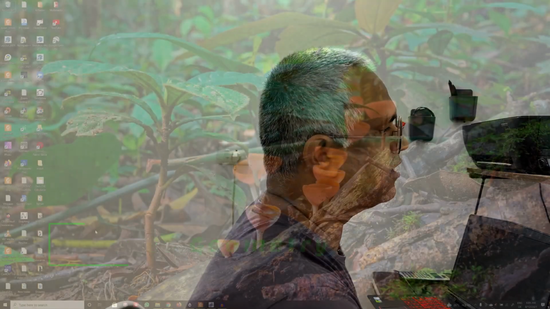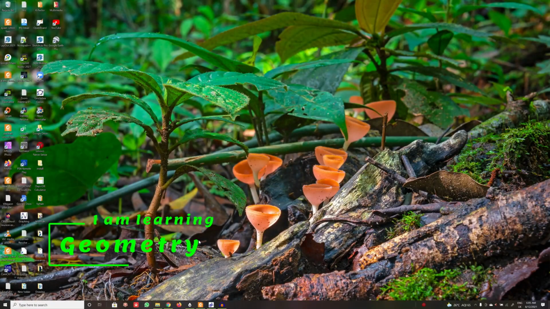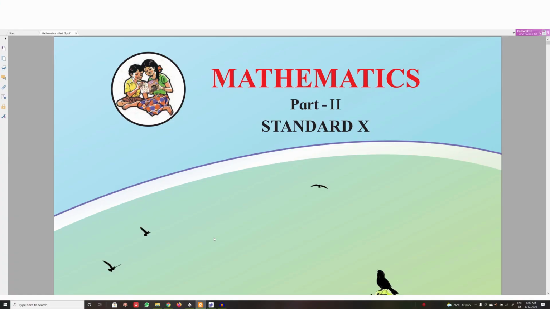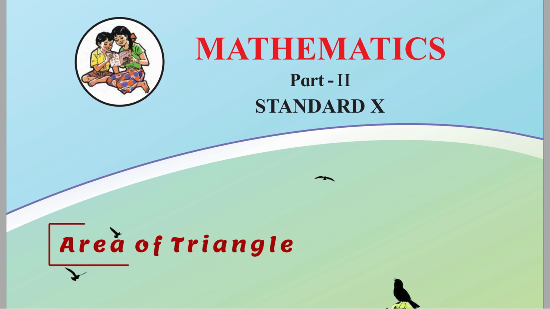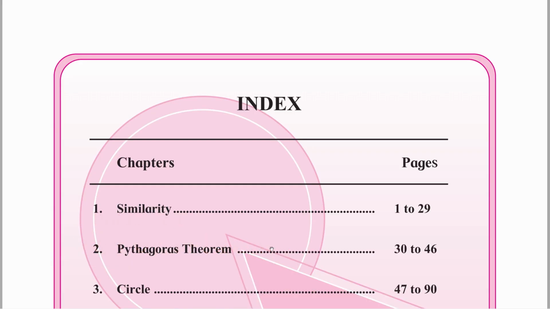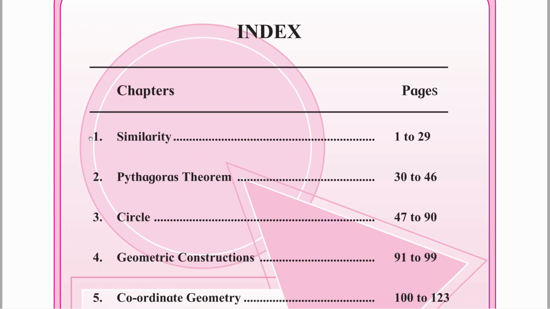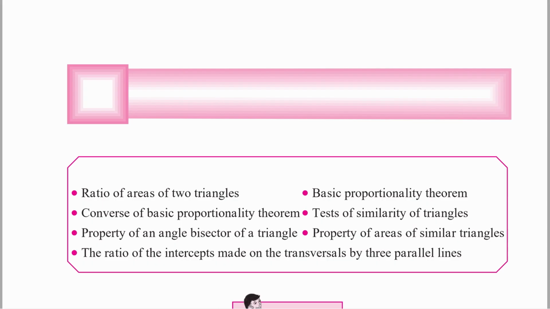So let's get straight into the chapter Similarity, which is the first chapter of the textbook. Okay, so here is my computer screen and let me open up the textbook itself and let me go straight to the list of chapters. Yeah, here it is. Similarity is the first chapter. Let me go straight into the first chapter.